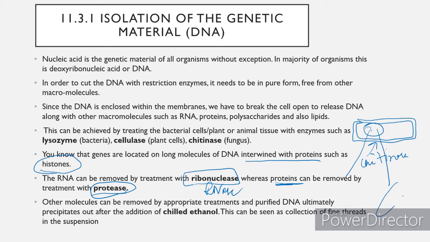DNA can be precipitated. Now we have the DNA in a particular centrifuge tube. Then we can precipitate it with the help of chilled ethanol. So other molecules can be removed by appropriate treatments, and purified DNA ultimately precipitates out after the addition of chilled ethanol. This can be seen as a collection of threads in the suspension. So I have done this experiment, and the small vial will be given and the DNA will be present. We need to add ethanol to it, and it will form threads in the vial, and that we can visualize. So we know that this is DNA, and we have precipitated out the DNA molecule.